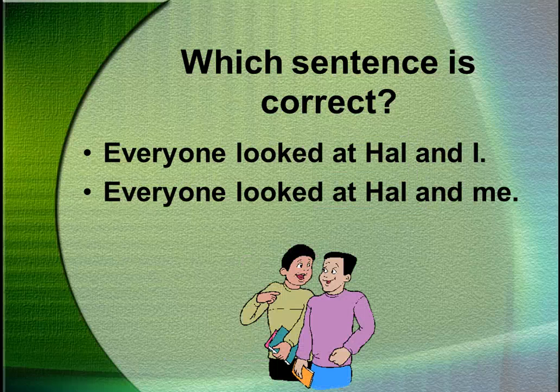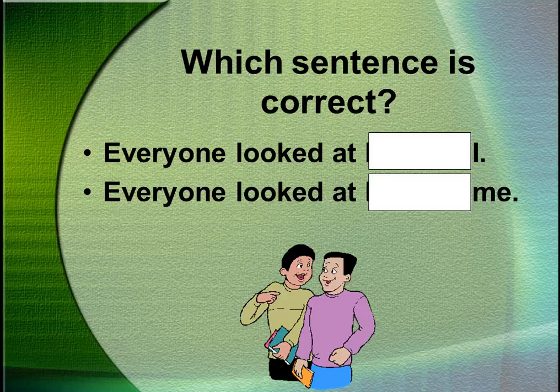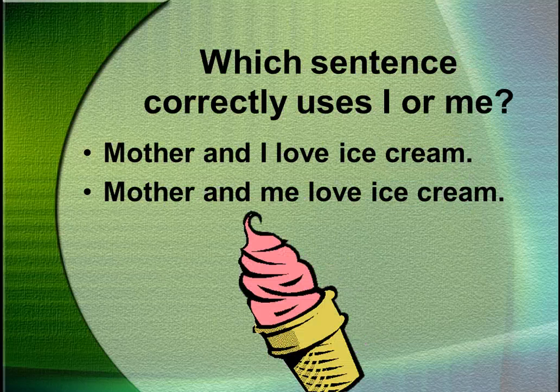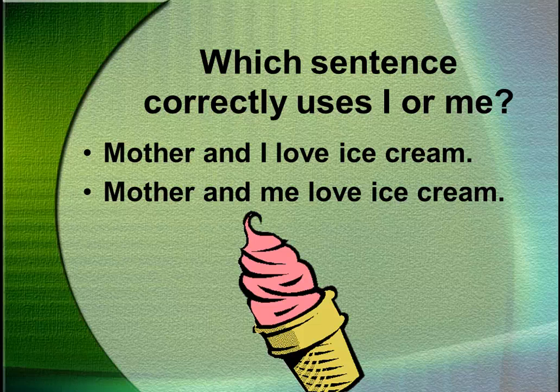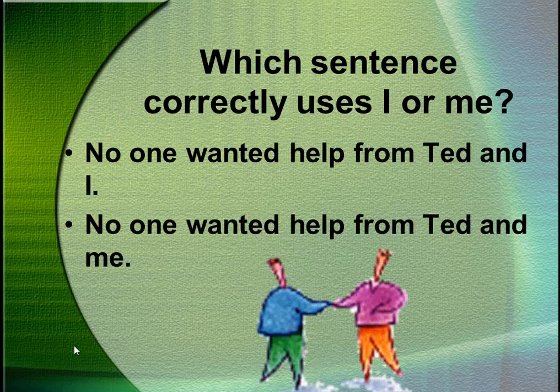Everyone looked at Hal and I. Everyone looked at Hal and me. Which one sounds better? Hal and me. Good. Mother and I love ice cream. Mother and me love ice cream. So which one sounds better? Good. Mother and I love ice cream.